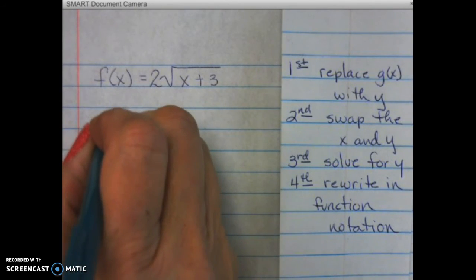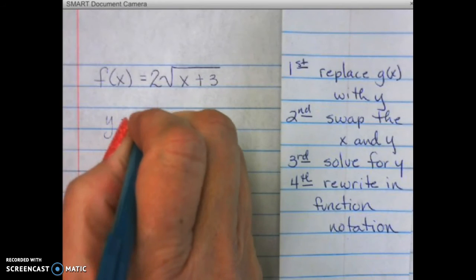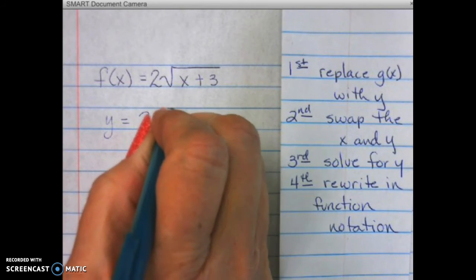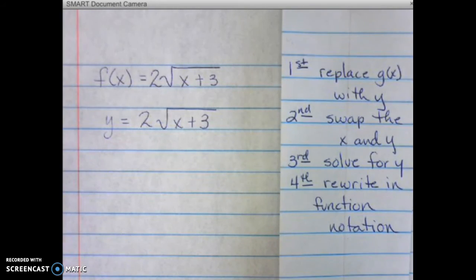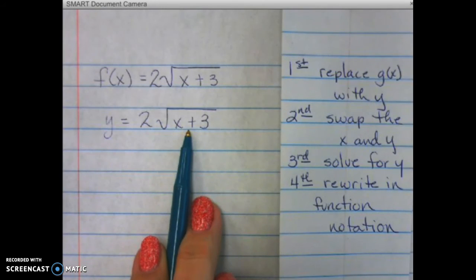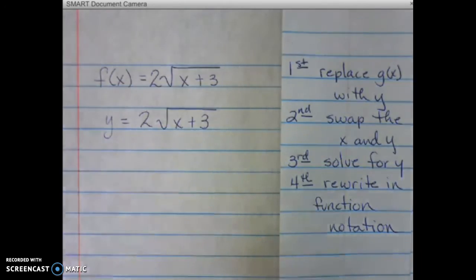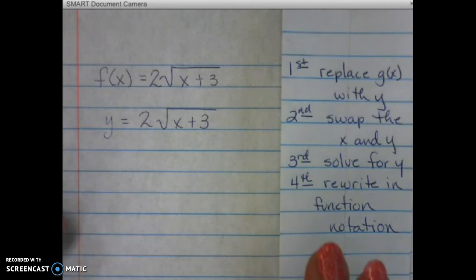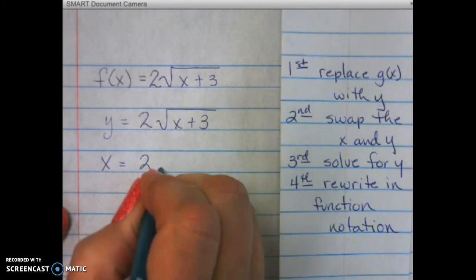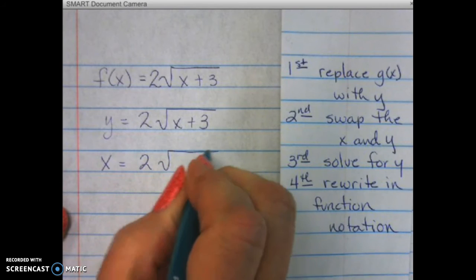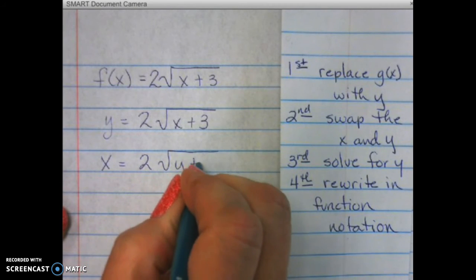Okay, so y equals 2 times the square root of x plus 3. Notice the x plus 3 is inside the radical. It is important to notice this. Now I'm going to go to step 2, which is to swap the x and the y. So x equals 2 times the square root of y plus 3.